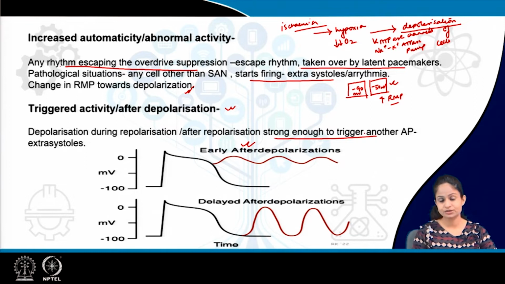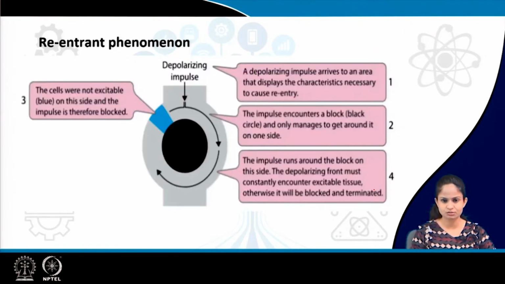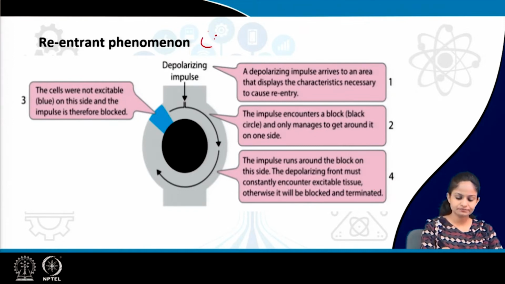Similarly, when the repolarization is already over, if a trigger occurs and a strong stimulus is given, then also we will get another action potential. So, triggered activity is usually afterdepolarization, that means depolarization which occurs during repolarization or soon after the repolarization. A strong stimulus can activate and generate an action potential and produce extrasystoles or extra beats. Coming to the reentrant phenomenon, the other name is circus movements.